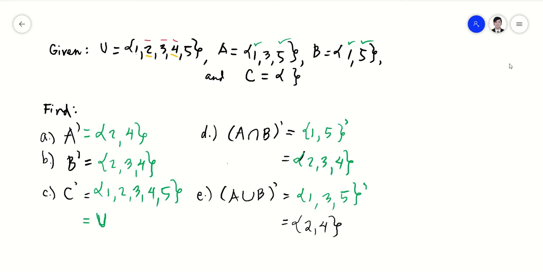It's because if you look at our given universal set, we have no 2 in here. We have no 2 in our results so far, and then no 4 as well.